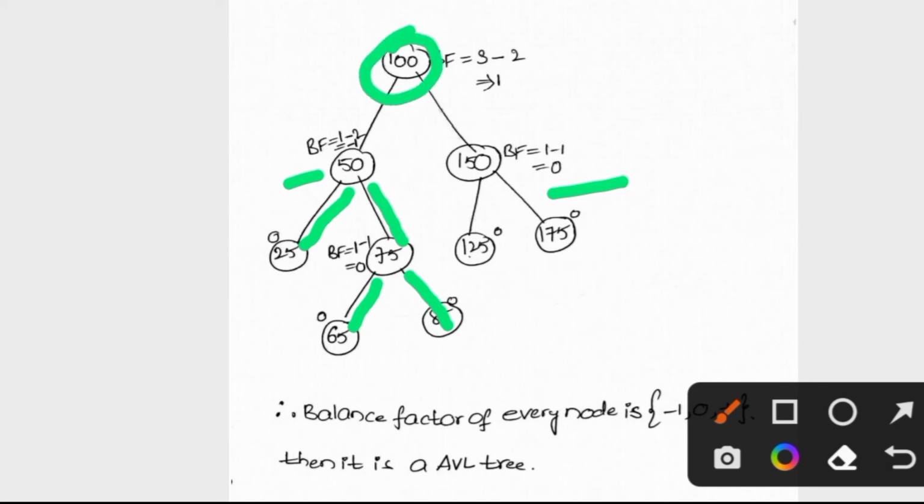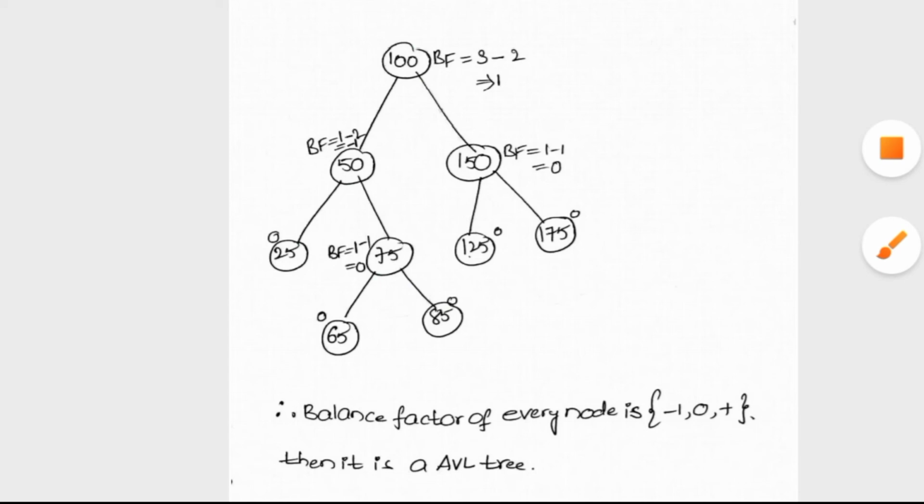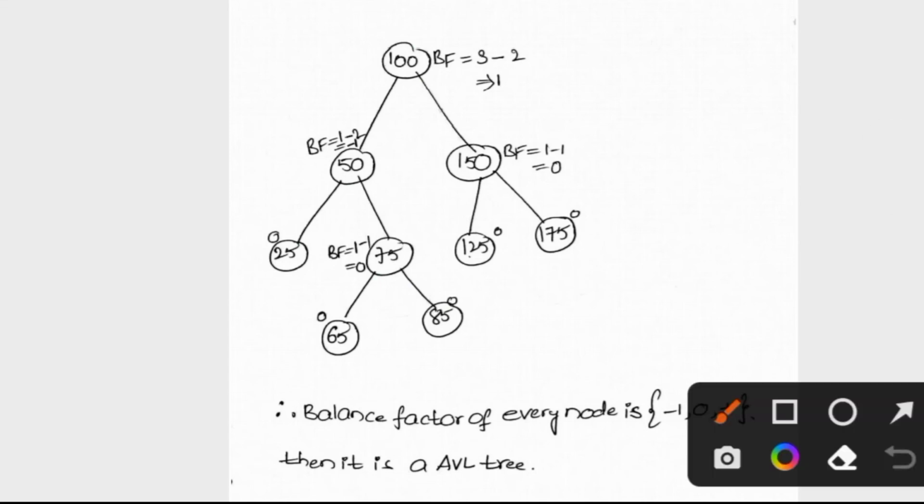Now we have to calculate the balance factor of the root element, that is 100. So now BF is equal to, see here the two children: left side and right side. First we look at the left side. One level is there, 25 and 75 are in one level, so first one level, next level 2, and 75 also has children, so the levels are 3. Now we can consider it as level 1, level 2 and level 3.